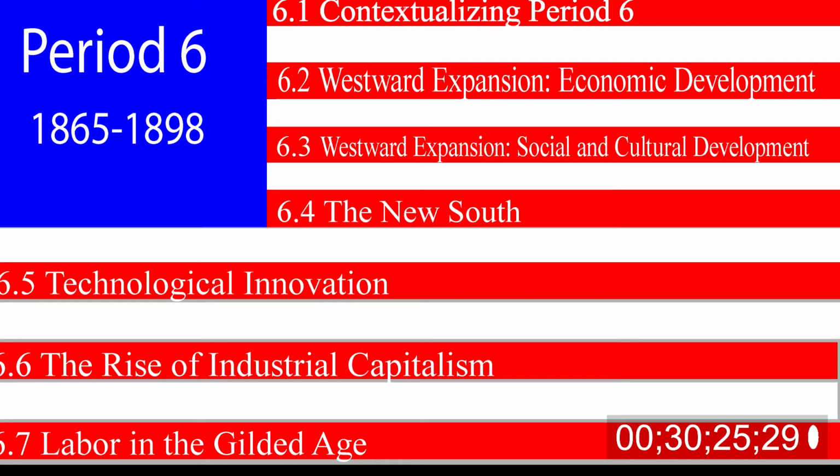Contextualizing period 6. The Civil War just ended, man. I just went over it. Westward expansion. So before Lincoln died, he passed this thing called the Homestead Act of 1862. This gave Americans willing to settle out west land. So the Homestead Act is responsible for all these Americans or immigrants moving westward to really settle these new states. Similar to the encomienda system that the Spanish instituted to have people colonize South America and Central America.